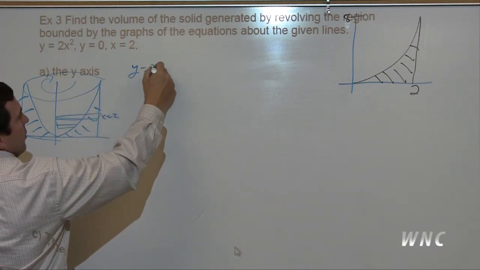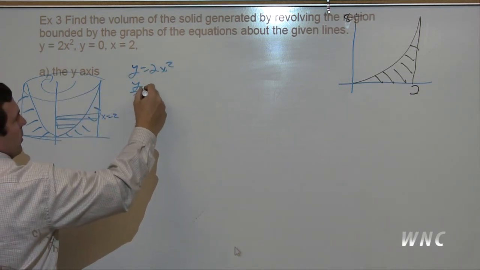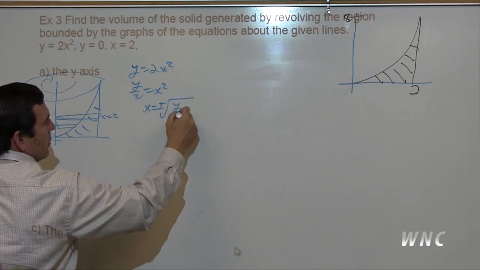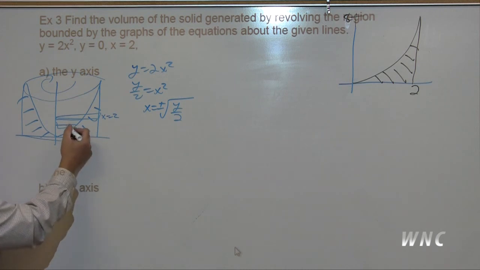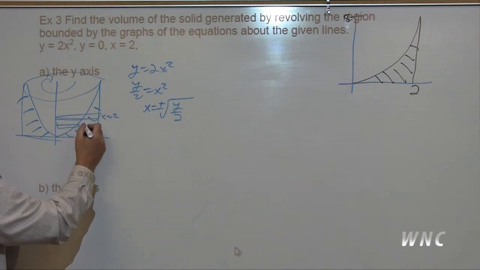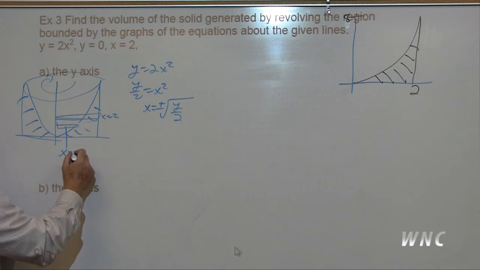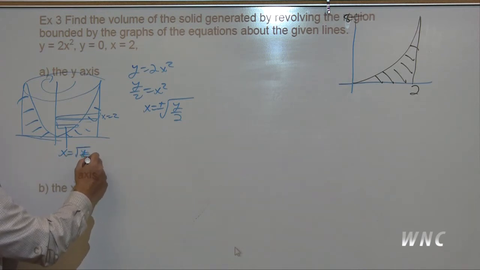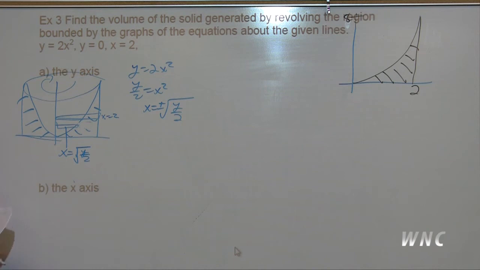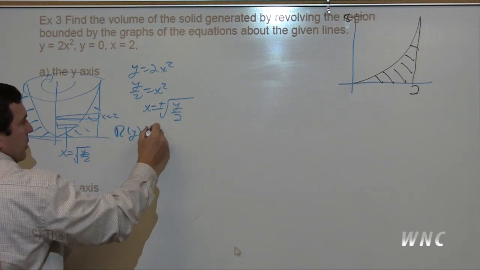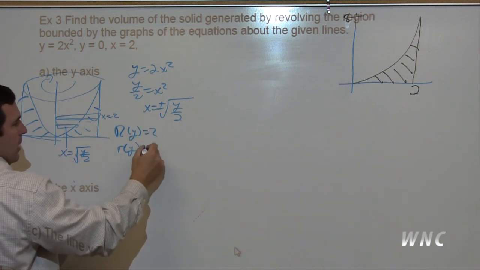We know y equals 2x squared, so y over 2 equals x squared, or x equals plus or minus the square root of y over 2. This inner curve in terms of y, because it's going around the y-axis, would be x equals the square root of y over 2. So our capital R of y, in this case, is 2, and little r of y is the square root of y over 2.